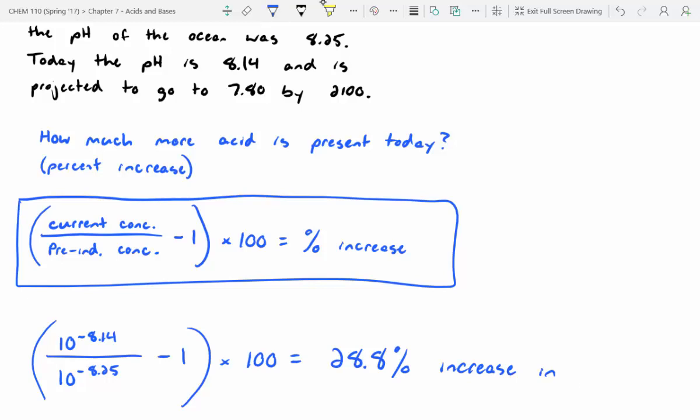in H plus concentration. So our acid concentration in our oceans since the early 1900s to today has gone up 28%. It doesn't look like much when you look at the pH, right? It's like, oh, 8.25, 8.14, what's the big deal? It only went up by 0.1. But like I said, this is a log scale. That 0.1 is roughly equivalent to a 28.8% increase in acid. That's a really big deal. Can you imagine if all of a sudden you started eating 28.8% more food every day? You'd get large real quick.